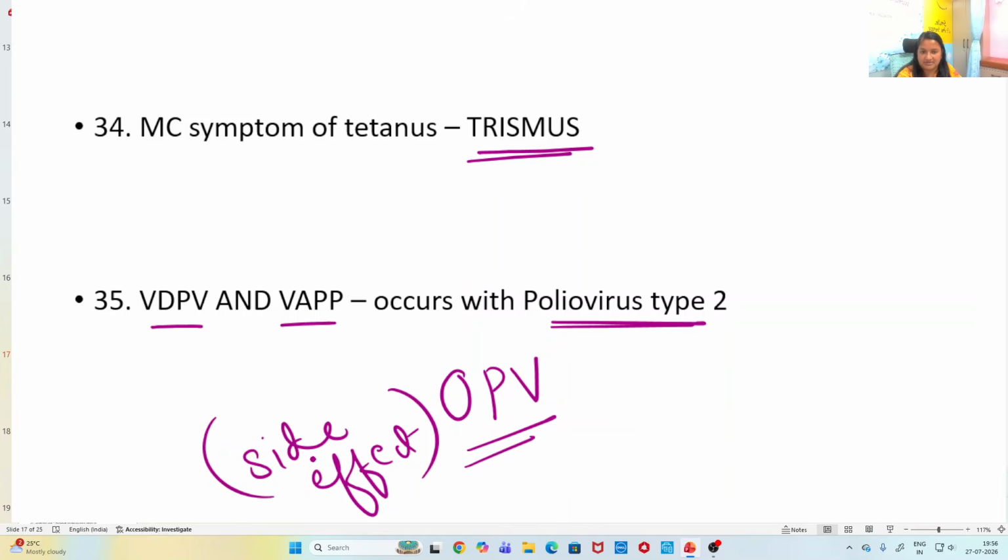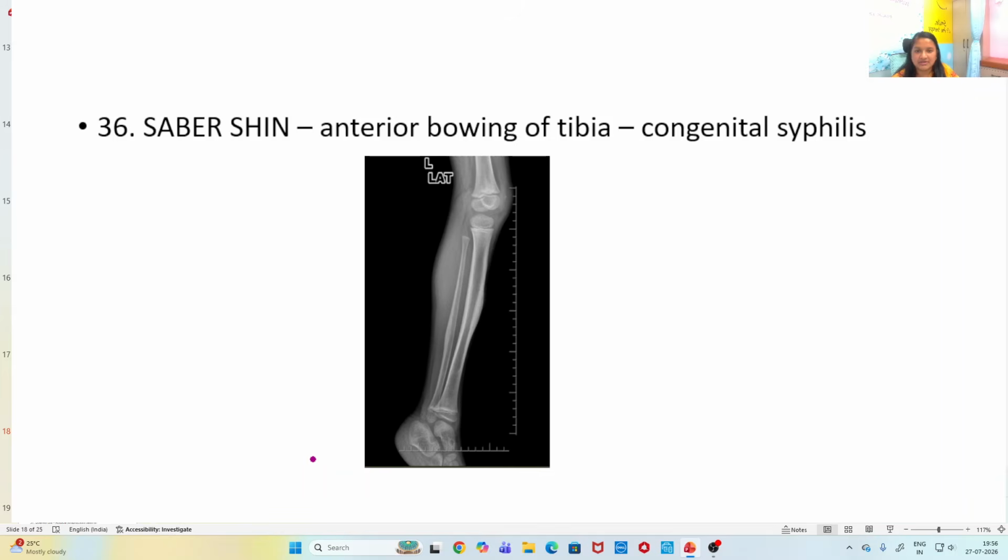Saber shin, in the picture you can see anterior bowing of tibia over here. Okay, and this is seen in congenital syphilis. Saber shin, this is a sword like curvature, that's why it's called saber, and this is seen in congenital syphilis.